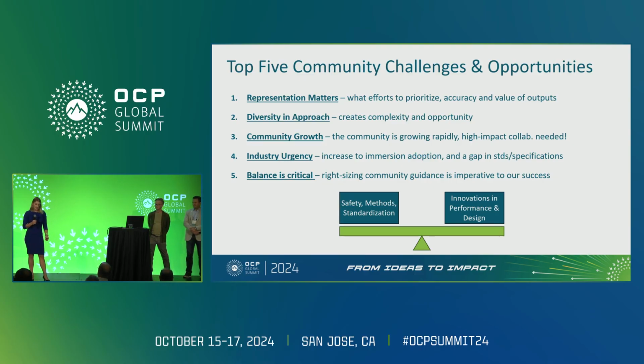And the last thing is that balance is critical. So making sure that we're providing a good balance of safety and methods and standardization, which can be restrictive on one side if it's too heavily emphasized, and also on the other side, innovation and performance and design. If you have too much flexibility, you might lead to a situation where there's no standard. It's really complicated to adopt as a customer, or it leads to unsafe practices. If you go in the other direction, then it's really difficult to actually innovate and continue to push the bounds of thermal performance.